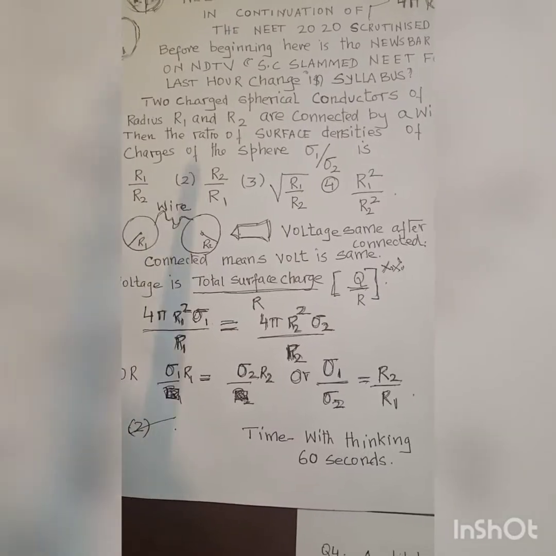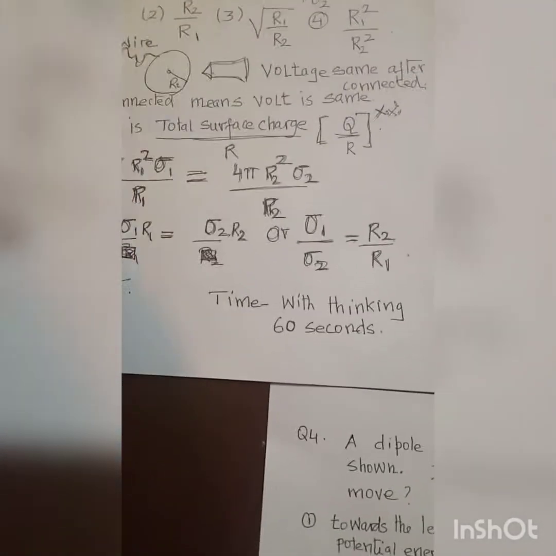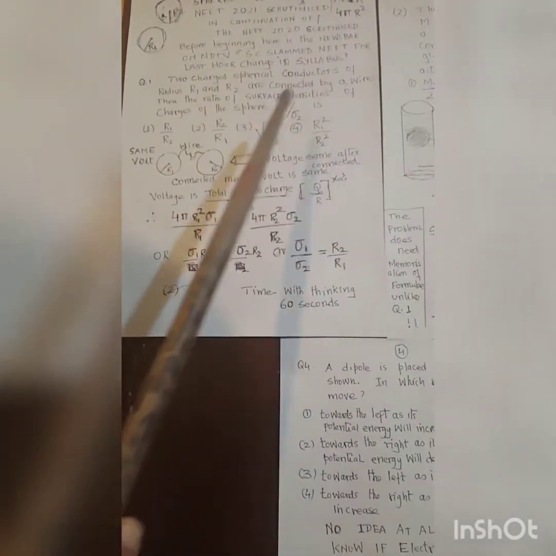See, remember, two charged spheres connected by a wire. Imagine two spheres here. When they are charged, this will have V2 volts, this will have V1 volts. But the moment you connect them with a wire, there will be a common voltage V. Very important. And also remember that voltage is Q by R. And anything dealing with spheres, remember these two: volume is 4/3 pi r cube, area is 4 pi r square. If you know this, then let's see now.